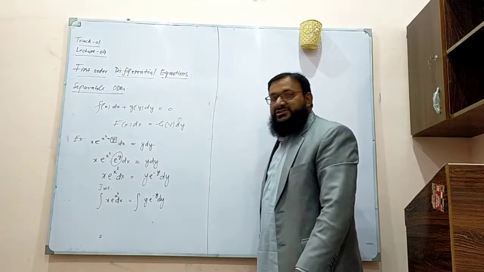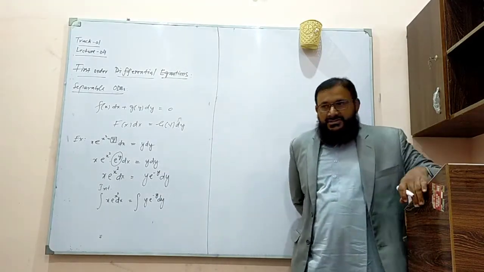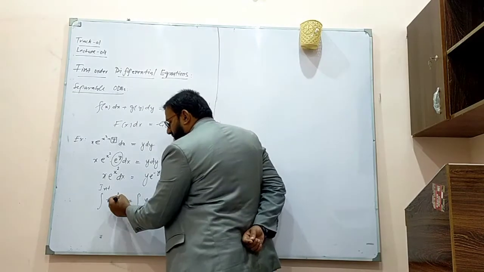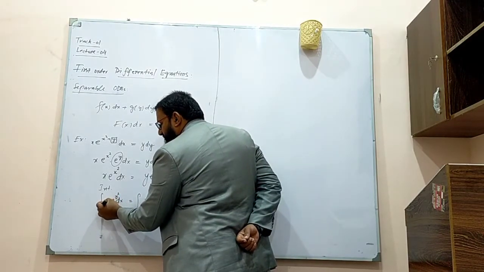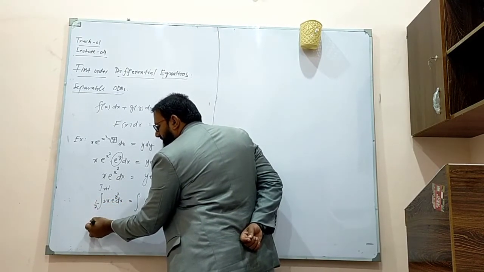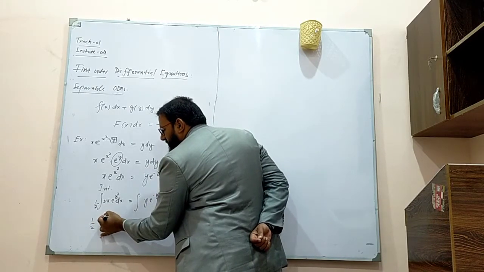About this integration, this is very simple. It is e raised to x squared upon 2. You just have to have this derivative, which is 2x, so multiplying and dividing by 2. Then our answer is e raised to x squared over 2.